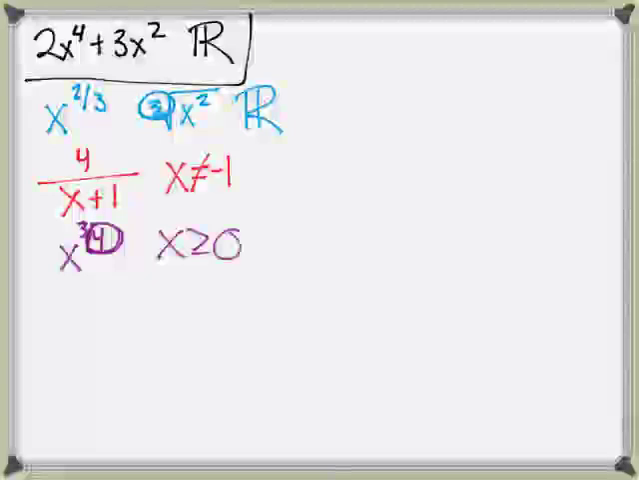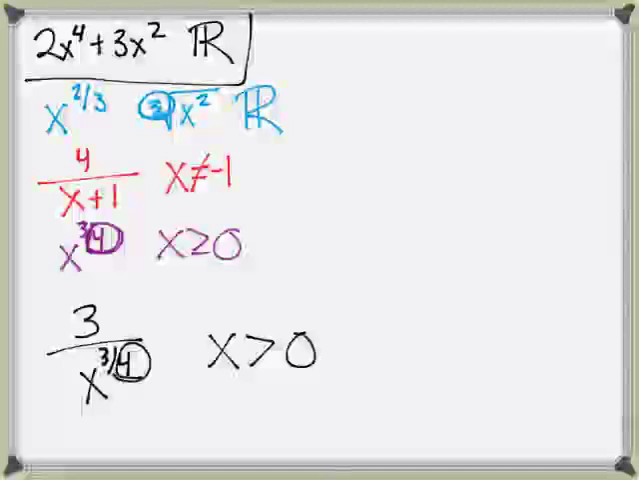One last one. Let's say I have 3 over x to the 3/4. Do I have even roots? Yes. Do I have division? Yes. So combine the ideas, and x has to be just greater than 0. It has to be positive because of the even root, and it can't be 0 because I'd be dividing by 0. So we combine those ideas together.